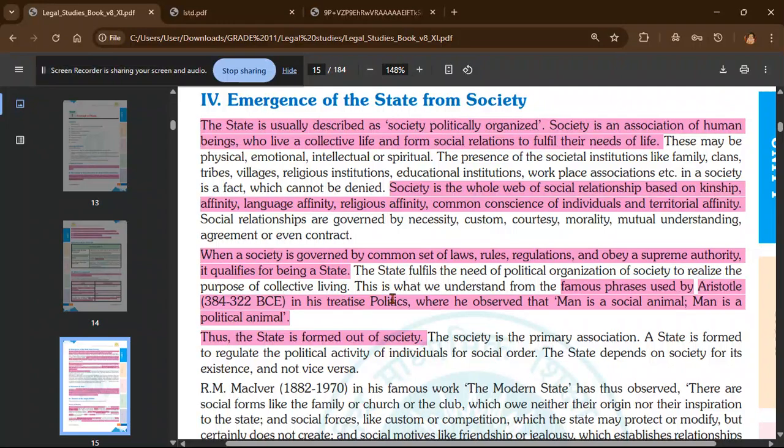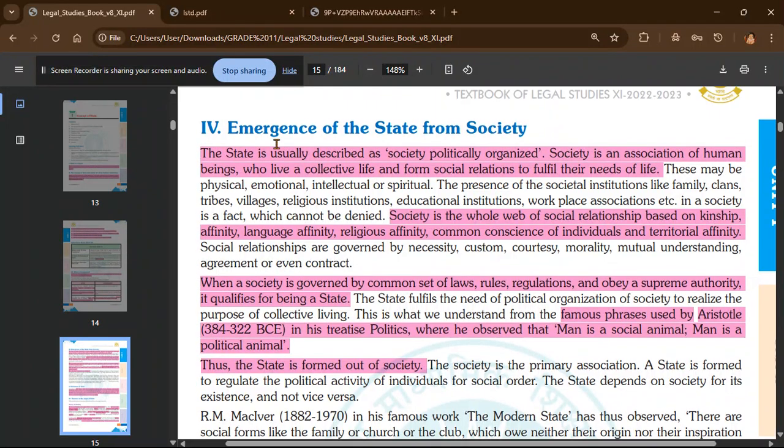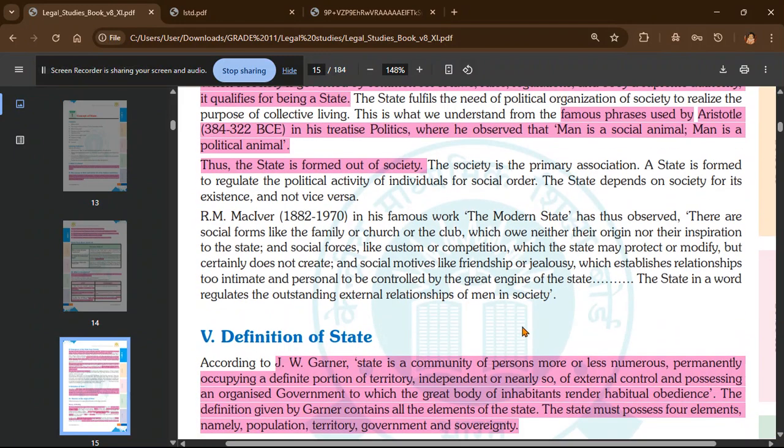So thus the state is formed out of society. This is how your state is formed out of your society. That is what the topic was telling: how did the state emerge out of society? This is how. Rest of what I have not underlined, you don't have to do.